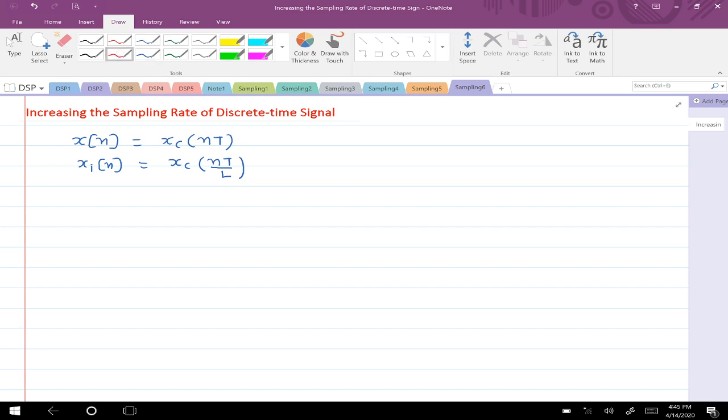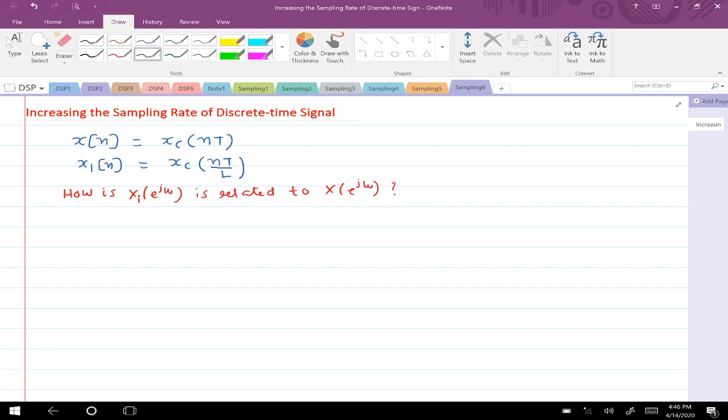So what we are going to take a look at in this lecture is how this x of e power j omega is related to x of e power j omega, as was the case earlier, how the interpolated x of e power j omega is related to the original x of e power j omega. That's what we should get clarity on by the end of this lecture.